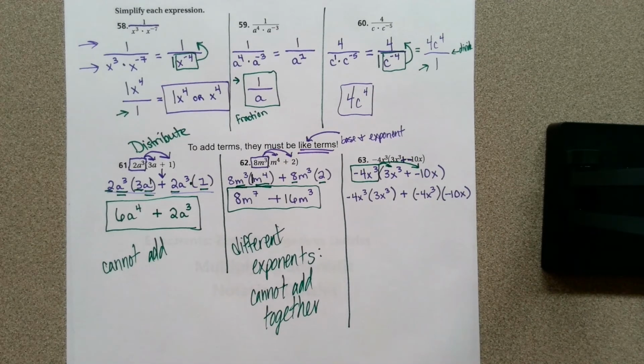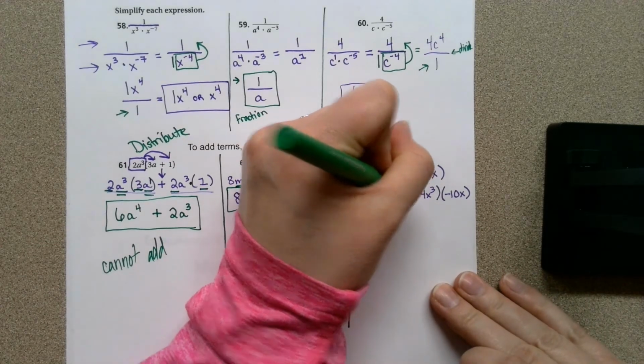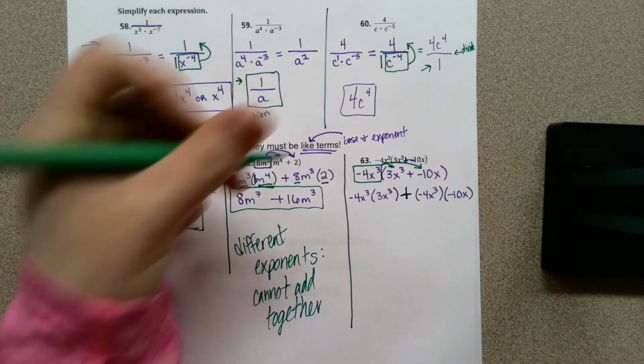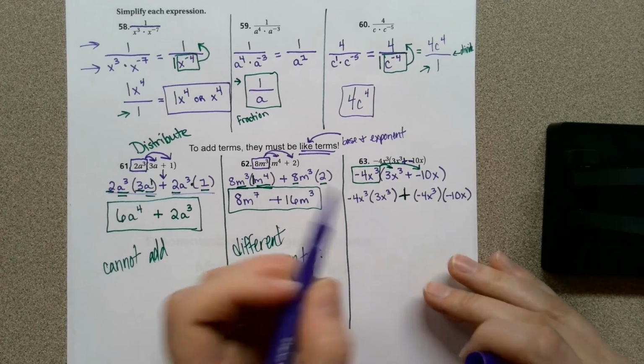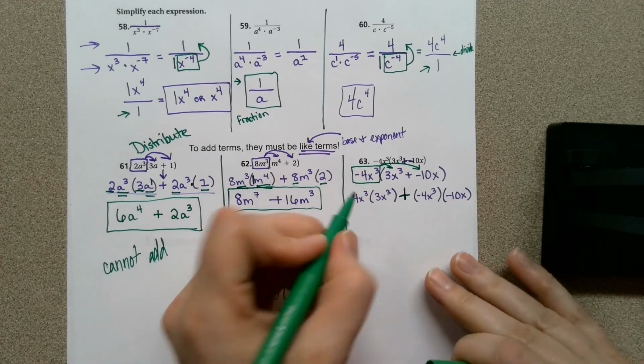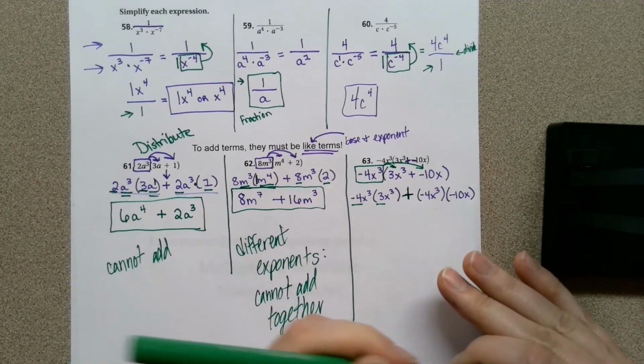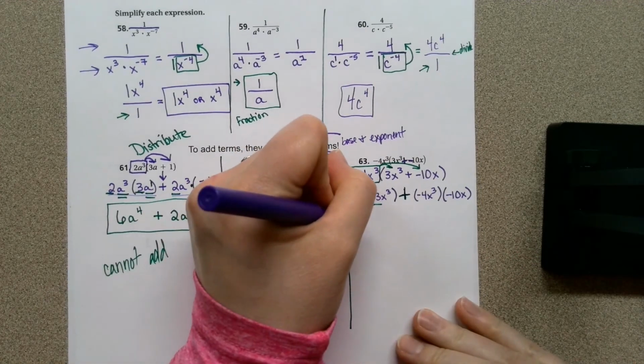Again, this addition sign is a separator in the middle of our expression to keep the two parts separate. So we're going to take care of the first half by multiplying those numbers together. Negative 4 times 3 gives us negative 12.